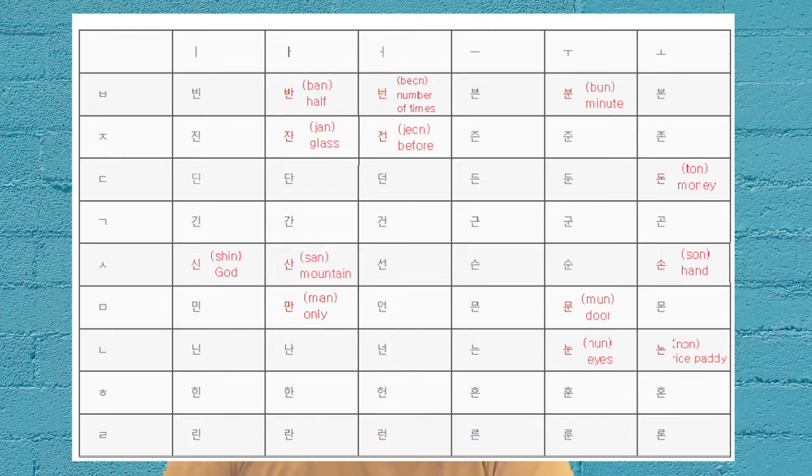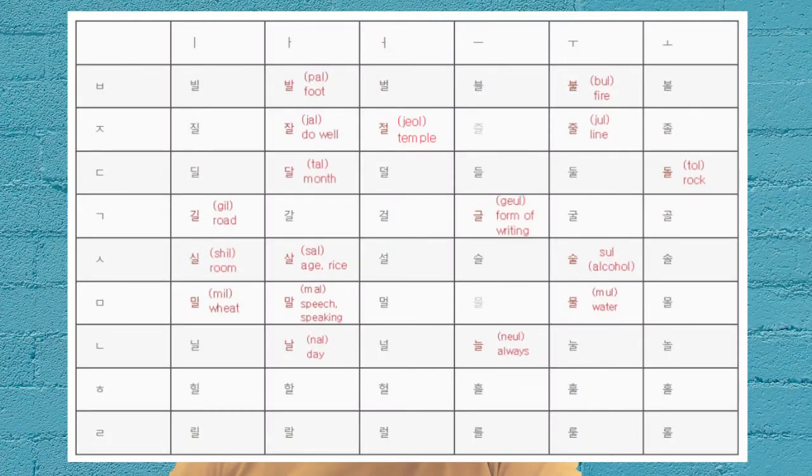The last one is the L sound. So in here we have Bil, Pal is good. Bul is fire. You have Jil, Jil means jewel. For example, sinasabi nila lagi na Jil Hesta, and Jil Hesta means you did well. And then Jeol means temple. Then Jul is line.